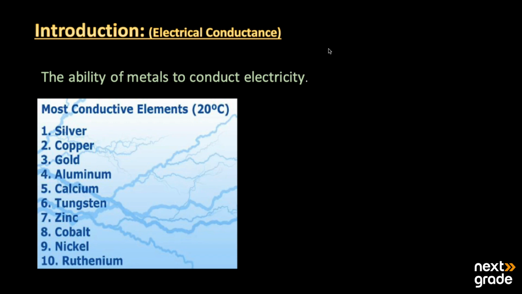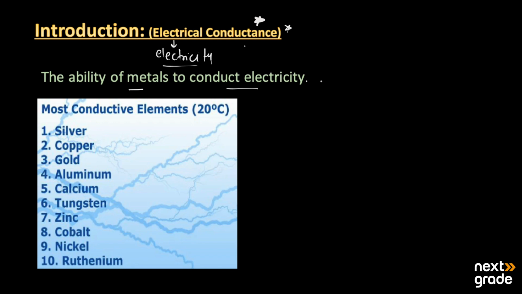So the topic that we will discuss is electrical conductance. The word electrical is related to electricity, and the word conductance means to conduct or to move. So the ability of metals to conduct electricity is known as electrical conductance. Metals have the greatest ability to conduct electricity.